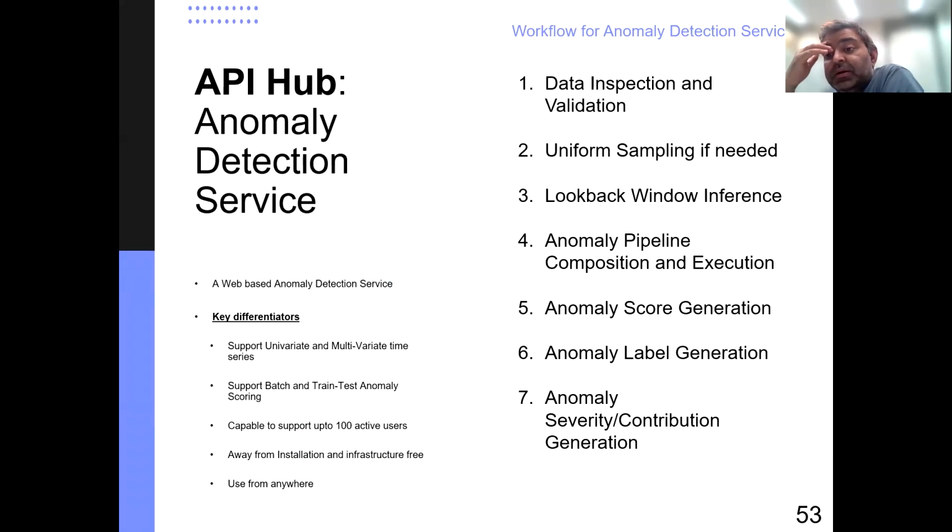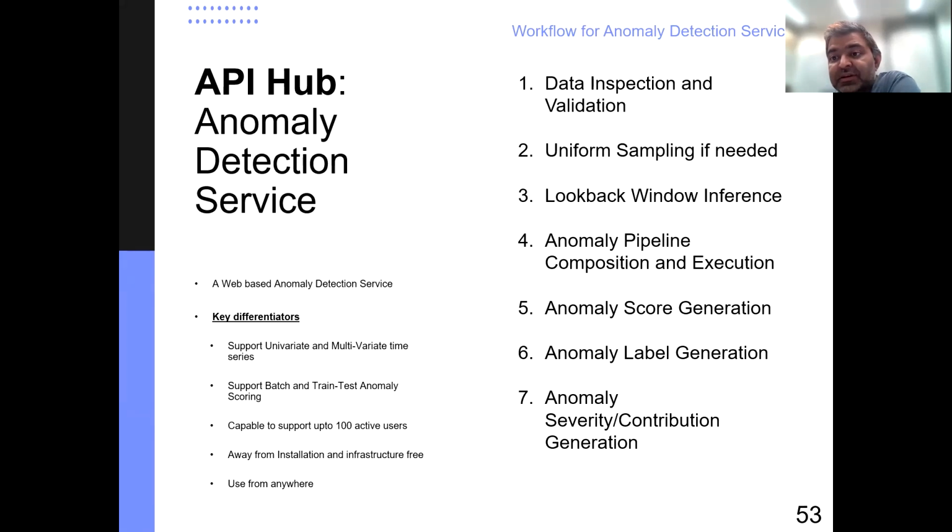Okay, so when you make a request to the anomaly API hub, your request actually goes through a series of operations. First we do your data inspection and validation. Then we see whether your time series data is uniformly sampled or not. If you remember, the lookback window is one of the important parameters. We have a capability to automatically infer the lookback window as a part of the service, so the user doesn't need to specify it. Then we create an anomaly pipeline based on the user preference.